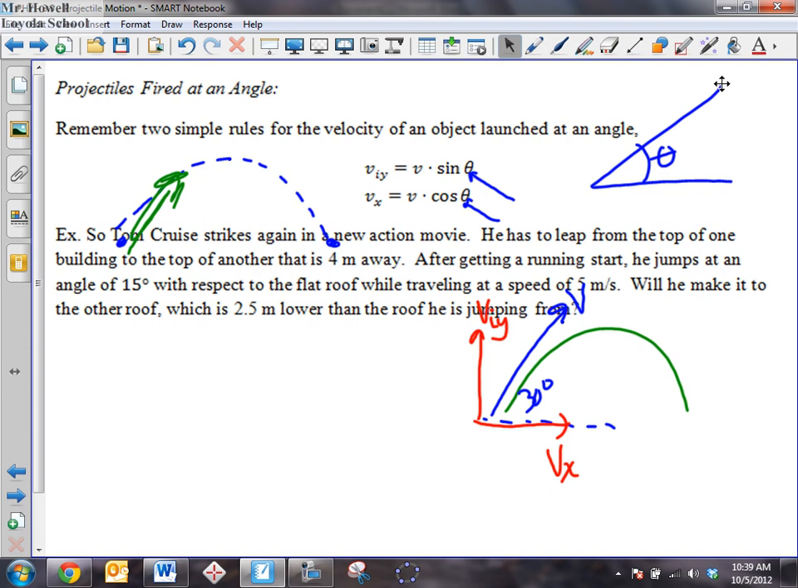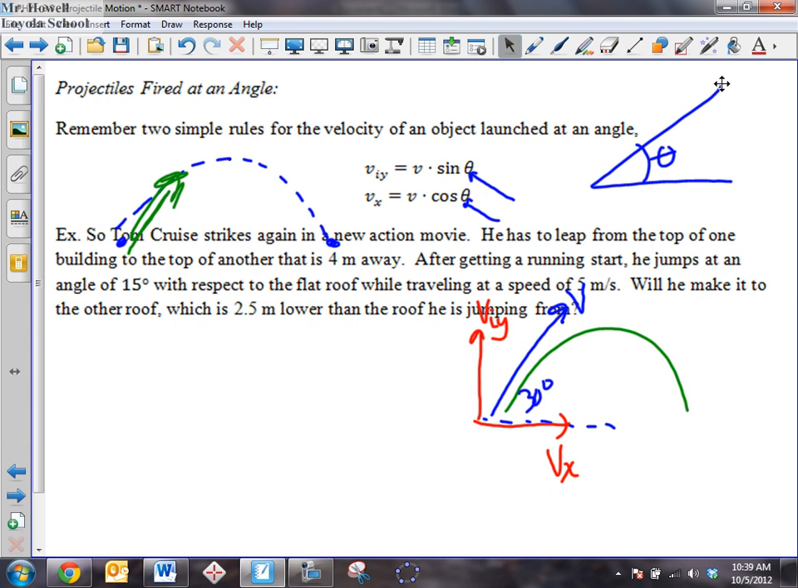Remember, this would normally be Vix, but there's no difference in the x direction between initial and final. Remember in the x direction, go back over here. What's the acceleration always in the x? 0. So since there's no acceleration in the x, we don't have to call this Vix because initial and final are the same. But in the y direction, the velocity changes because acceleration affects the object.